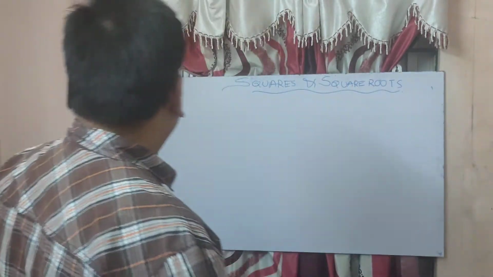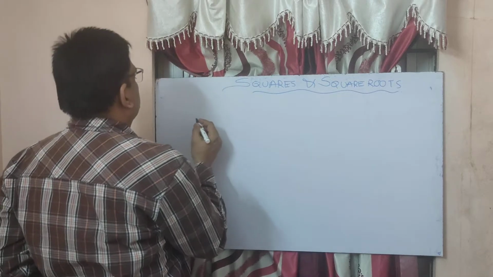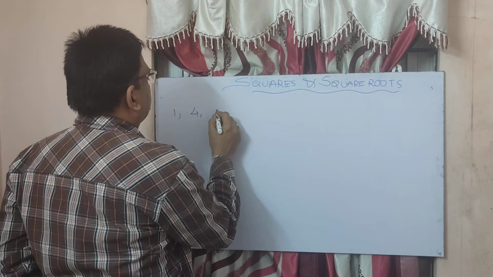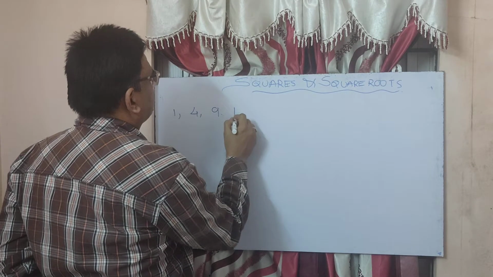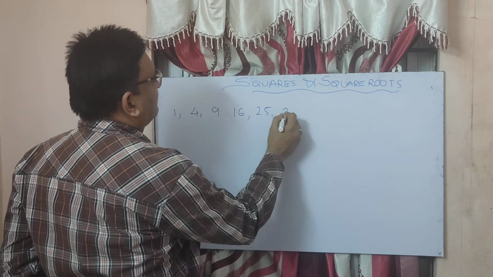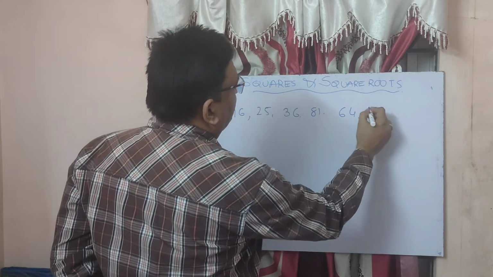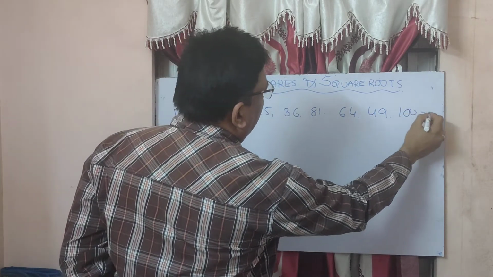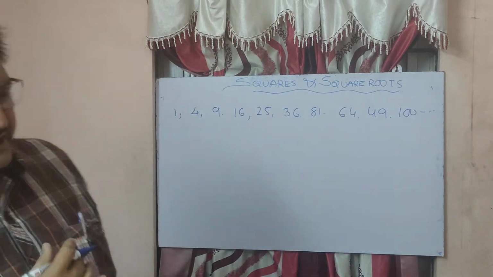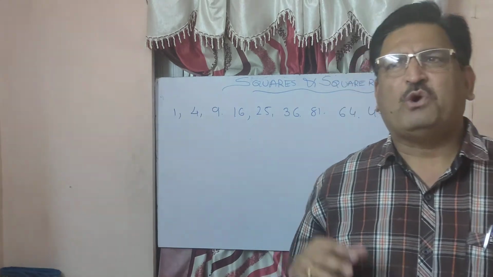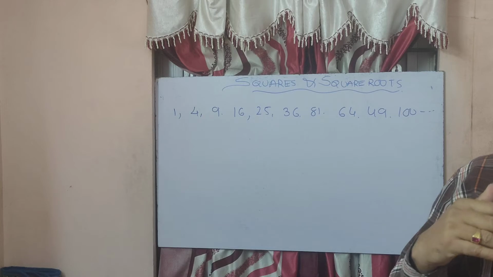Now, let us look here: 4, 1, 9, 16, 25, 36, 81, 64, 49, 100, and so on. By looking at these numbers, can you imagine what type of numbers they are?